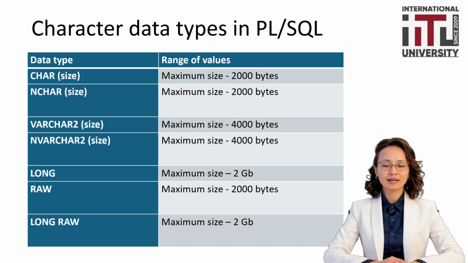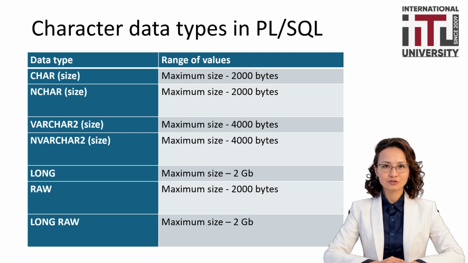First, we have char and nchar data types. These are fixed-length character types, meaning they always reserve a specific amount of space. Both of them can store up to 2000 bytes. NCHAR is typically used for storing Unicode data, which is helpful when working with multiple languages.